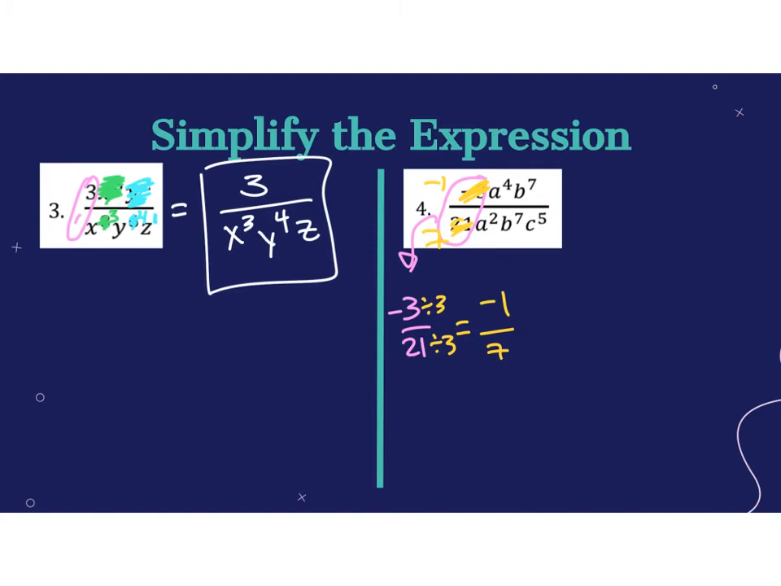I have a to the 4th over a squared. So 4 minus 2 is going to be 2, and my extras are on the top. So this is a squared. That goes away. b to the 7th over b to the 7th. 7 minus 7 is 0.